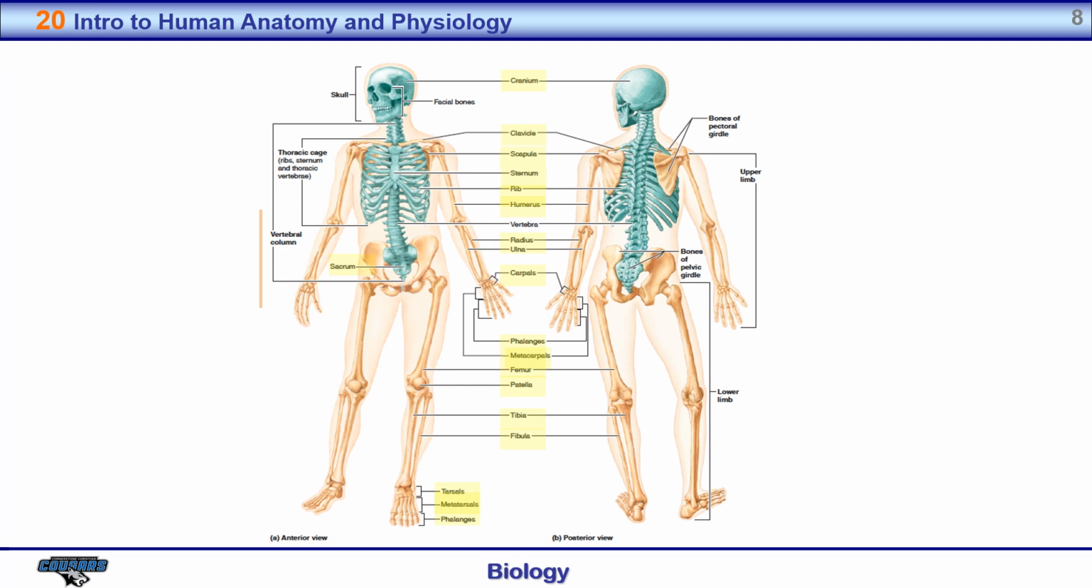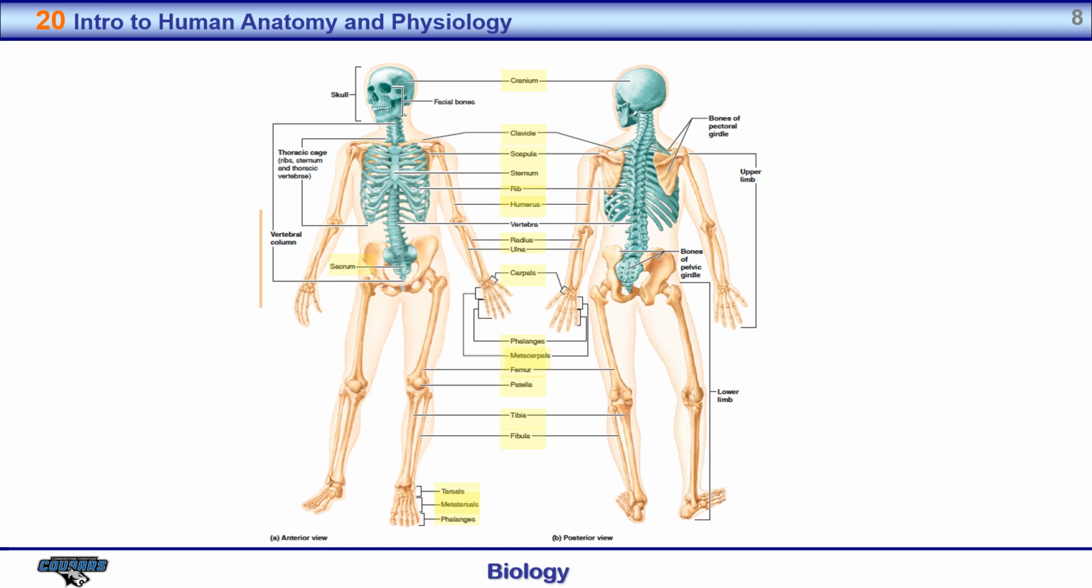And attached to the pelvic girdle is the upper leg bone, which is called the femur. It's the strongest bone in your body, probably the strongest bone you have, other than maybe the skull. The kneecap is called the patella.